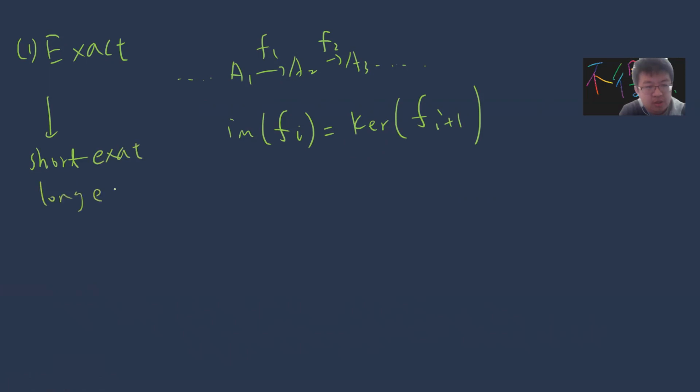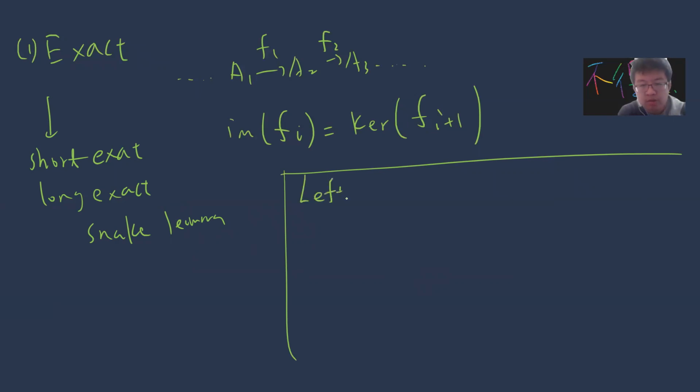You also have short exact, long exact, and then you have the snake lemma, and the short 5 lemma, 6 lemma, 7 lemma, that kind of thing. And not just that, basically you can bring all the homological algebra into this kind of setting.